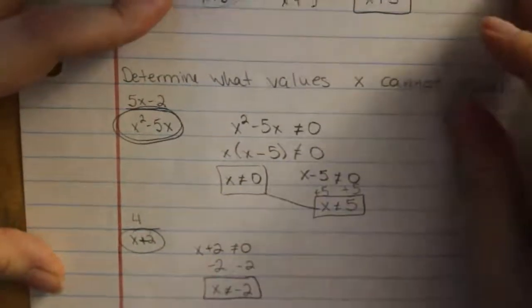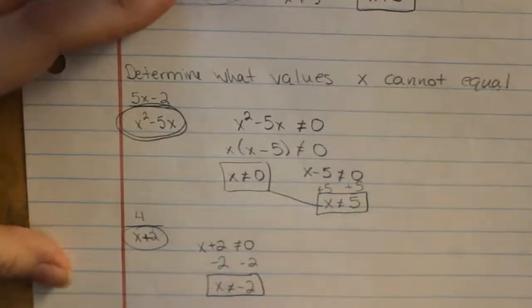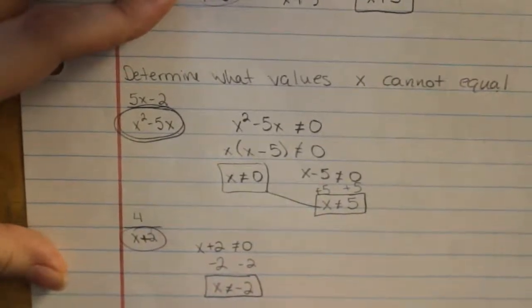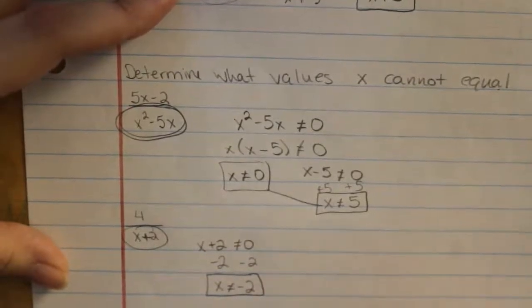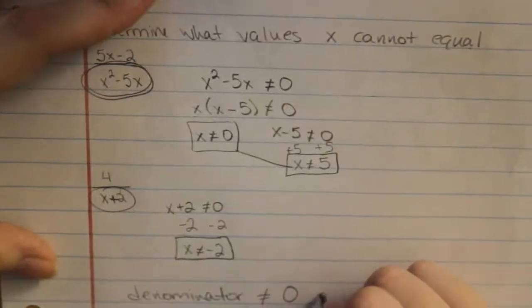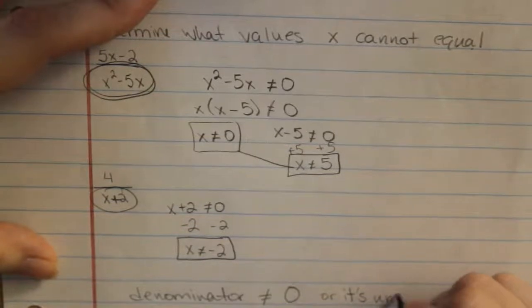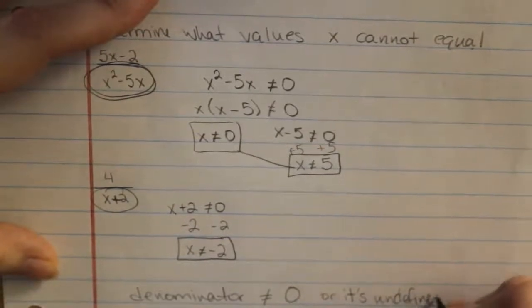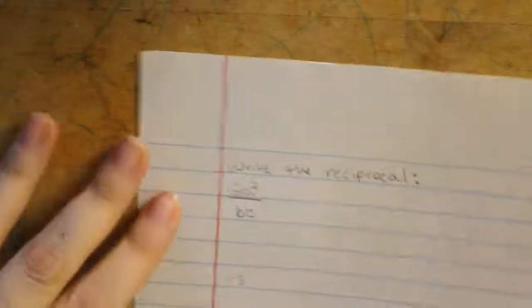These are simply placing your denominator equal to 0, because the denominator cannot equal 0, or it's undefined. And we cannot have that happen. Okay, let's move on to the next set of questions here.